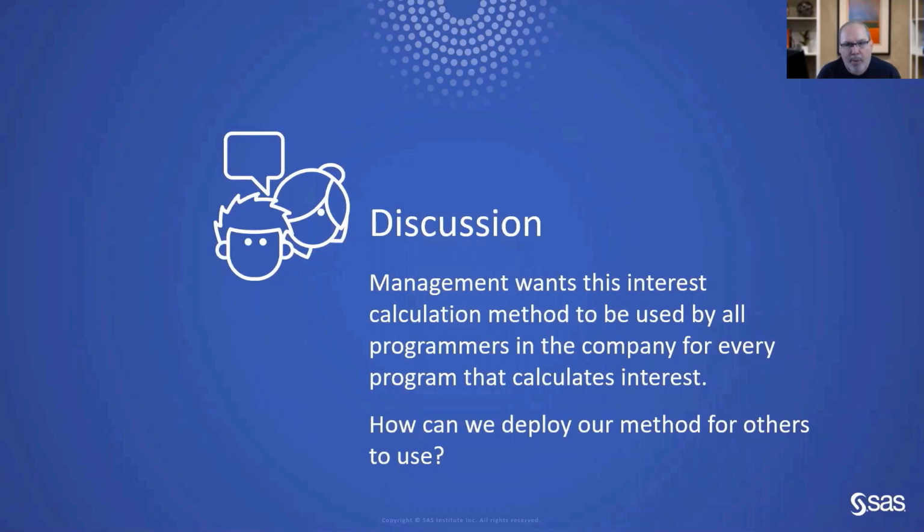Now, management wants us to use this interest calculation for all of the programmers in the company. How could we best deploy this so that other people would be inclined to use it? You know how this goes. There's only so much you can do by laying down the law to programmers. You can tell them, you have to do it this way, and you better do it this way.